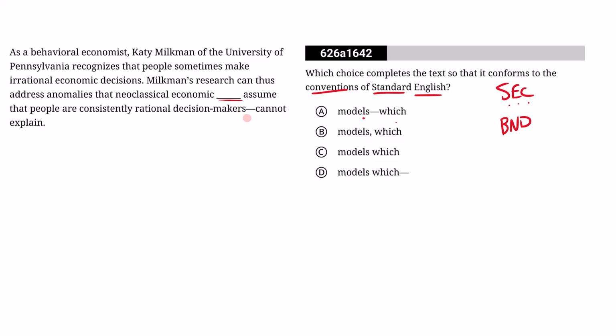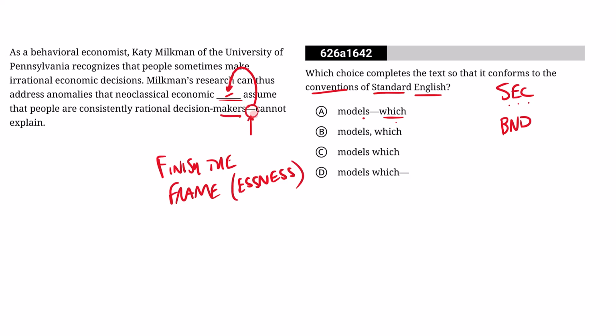This question is very simple, and we're not going to waste time with it because this is a finish the frame opportunity. Finish the frame is one of our SNES, essential, non-essential elements techniques. And in this case, finish the frame is simply that we need a dash in this position. We can see that there's a non-essential element beginning with which and ending with makers. The non-essential element ends with a dash, which means we need to begin the non-essential element with a dash, which means the answer here is going to be A.